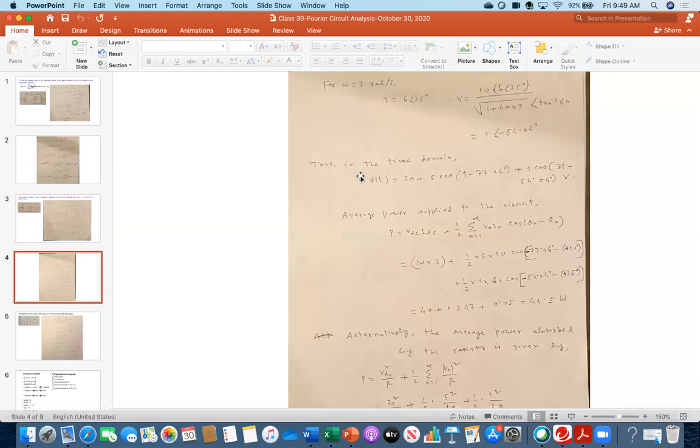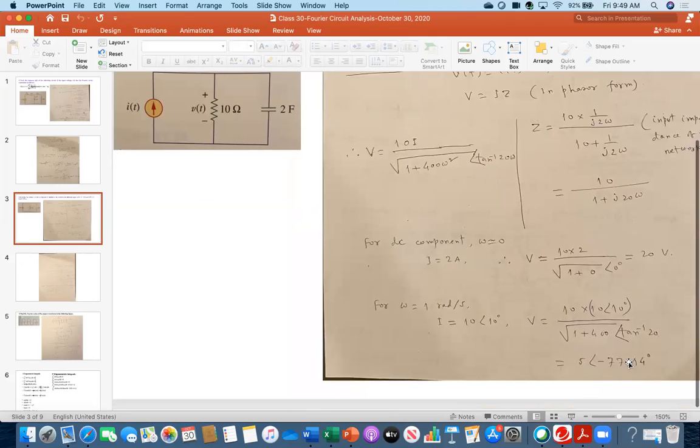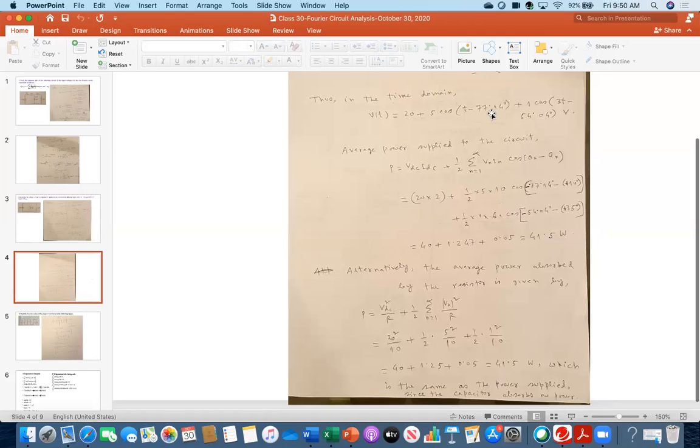And then you write in the time domain, that I am doing here. Therefore, in the time domain v(t), that 20 volt is the DC. This is the second term that I got here. You see, 5 at an angle of this. This means 5 cosine of omega t minus this angle. This is phasor form; you write in the time domain 5 cosine of omega t. And just omega is 1, so you don't even need to write omega, just t minus this one. So exactly I wrote this, 5 cos t minus that angle.